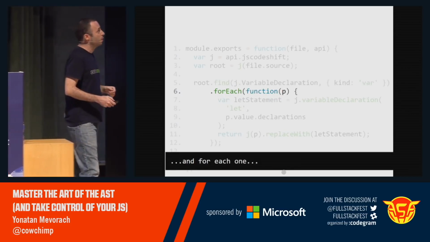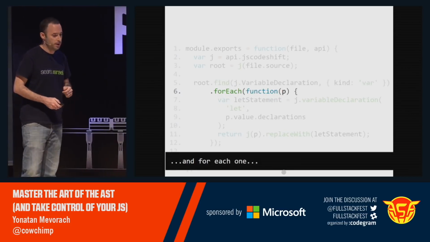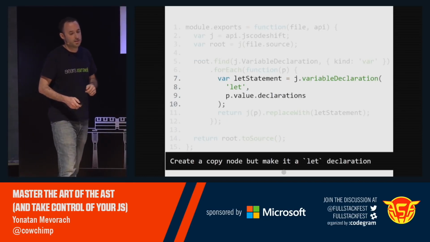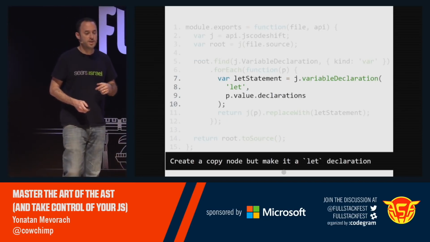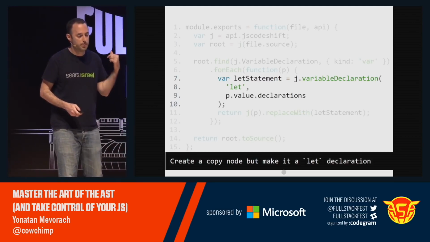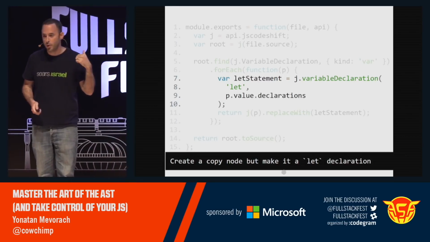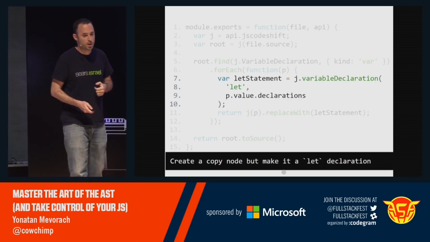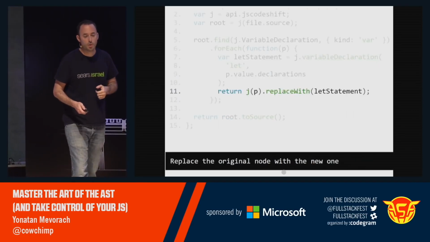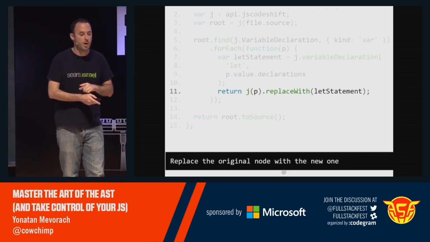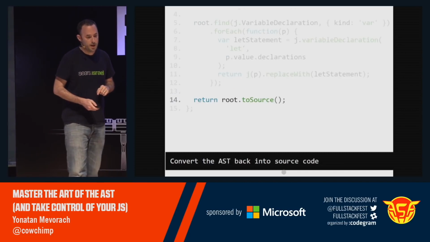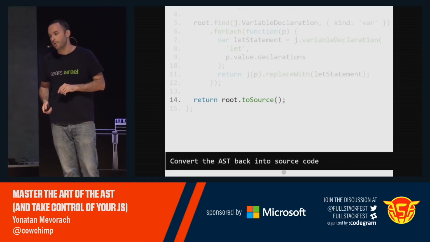Then we pass in the function that will be called for each node of that type. And inside, what we want to do is create a new variable declaration, pretty similar to the previous one, that's the p parameter, but different in a way that now it's defined as a let statement. Now this is just an object in memory, so the next thing we do to actually change the AST is we swap them out with the replaceWith method. And the last thing we do is we call root.toSource.